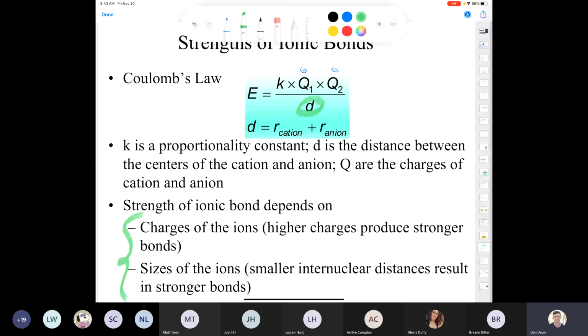What you need to know for your exams, and I'm talking about virtually every exam that you've ever written in this class, is that lattice energy, or ionic bond strength, is proportional to, so not even equal, you just have to know that it's related to the product of the charges of the cation and the anion, divided by the distance between the 2 nuclei. And how do we determine that? We add up the radius of the cation with the radius of the anion.